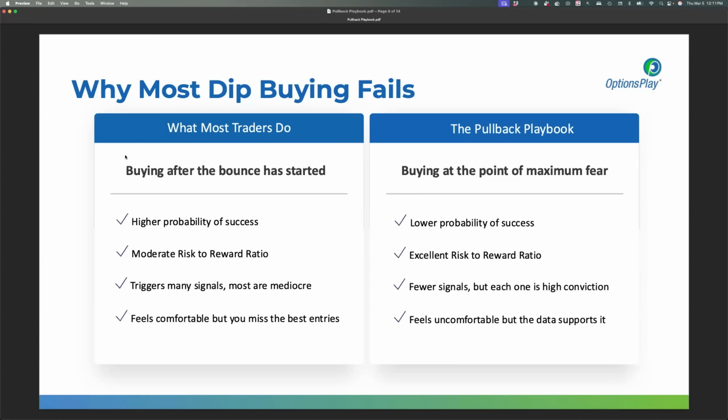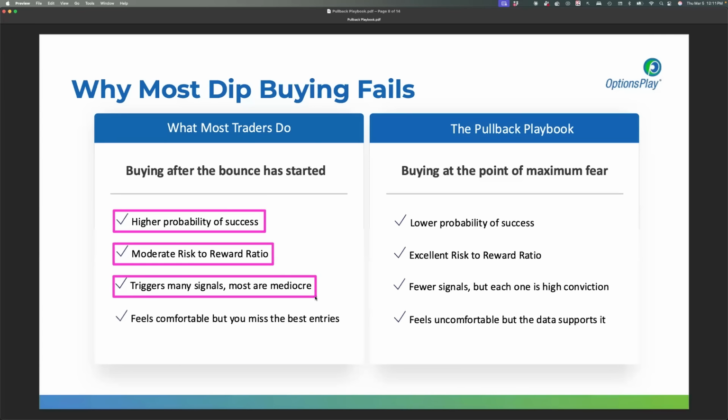So what most traders do is try to buy the market after the bounce has already started. Now, this typically will give you a higher probability of success. It'll have generally a moderate risk to reward ratio because by definition, if you wait until the bounce is already in place, the risk to reward is just not going to be as strong because you are essentially waiting for the trend to be established before you jump on. So by definition, you are coming into it late.